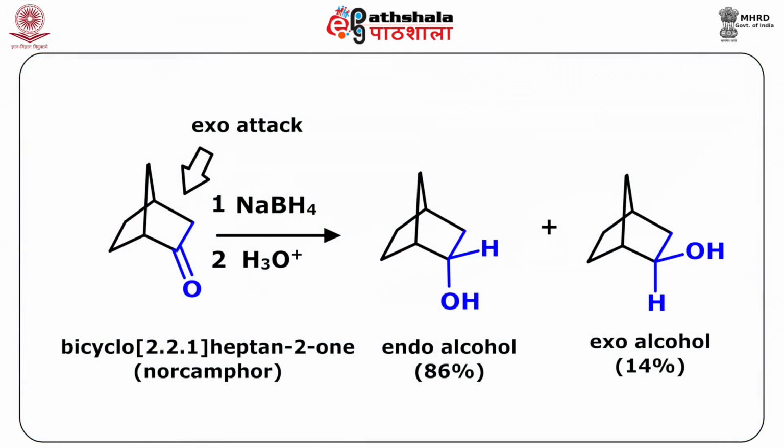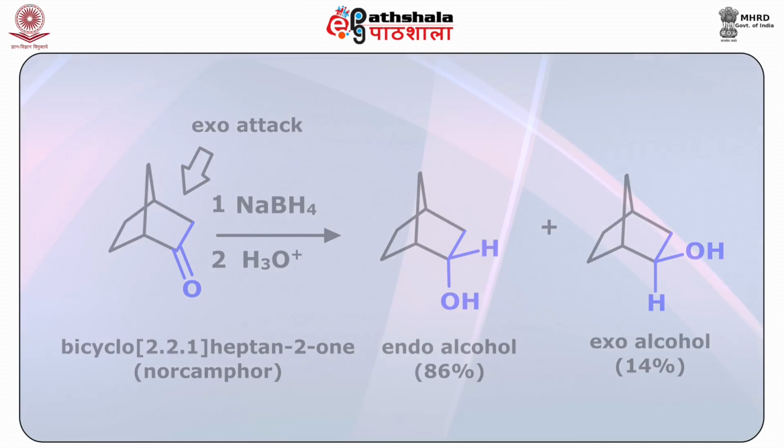For example, consider this reduction of norcamphor. In this case the less sterically hindered exo attack is dominant, and this gives rise to endo-alcohol as the major product over the exo alcohol.